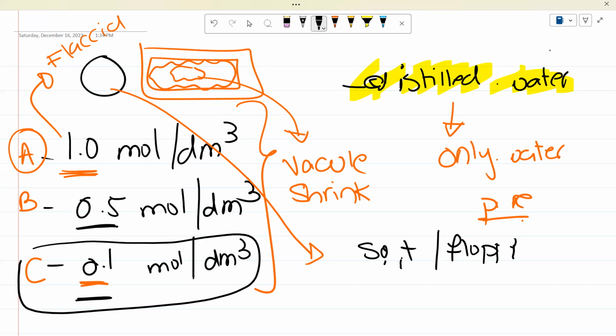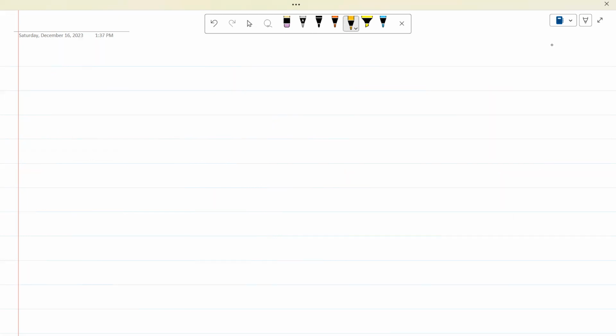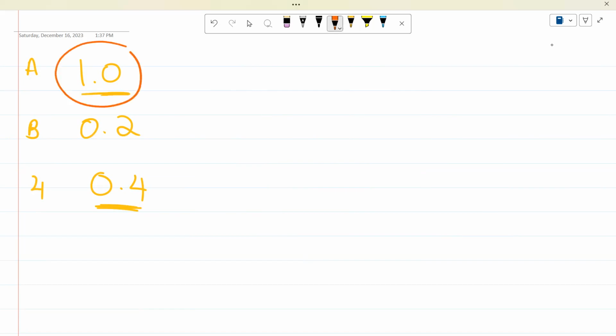So please look at the numbers. This surprises me. You have some values like, again, I will use the same examples, 1.0, 0.2, 0.4. Which is the most concentrated? 0.1%, or mole per decimeter, or 0.2, or 0.4? A, B, or C? 0.4. No. Is 0.4 a bigger value, or is 1 a bigger value? 1. So the... Sure. 1 is the most, yes.